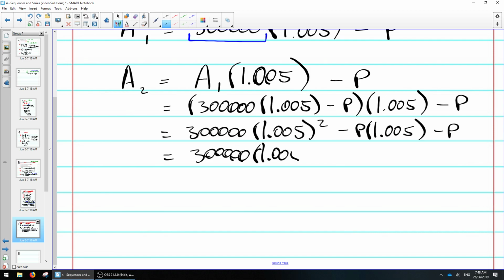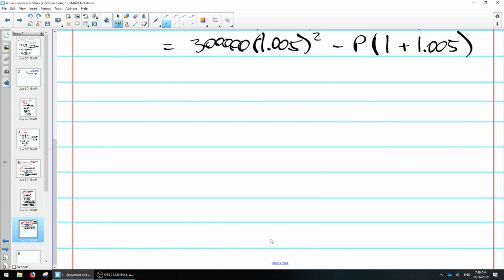1.005 to the power of 2 minus P(1 + 1.005). Again, remember, it helps to reverse the order. Now that we've done that, we can kind of skip a few. First of all, we know there's going to be 240 repayments. So we will go down to 240.